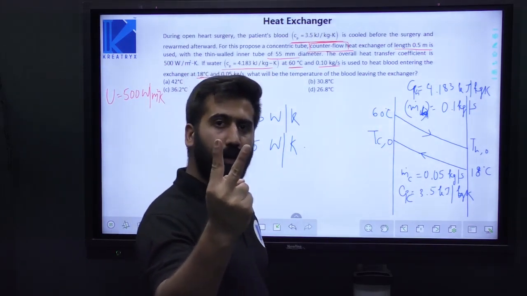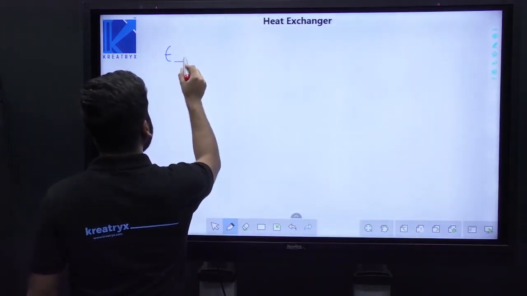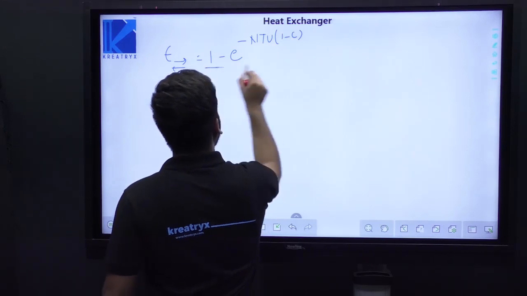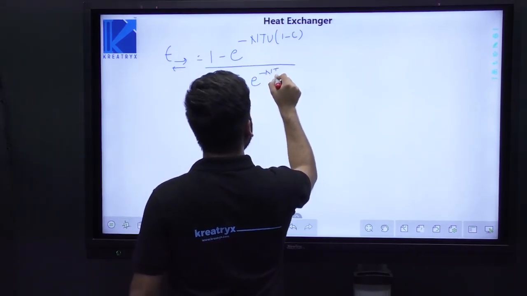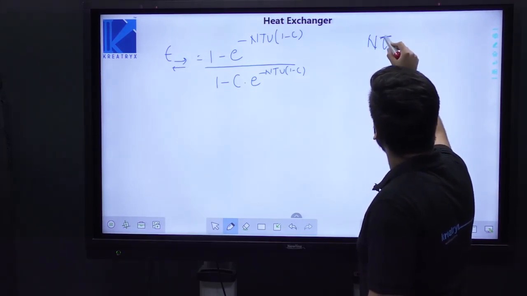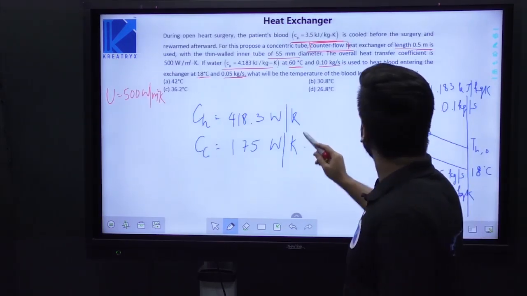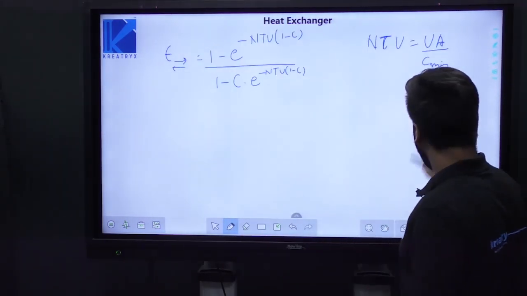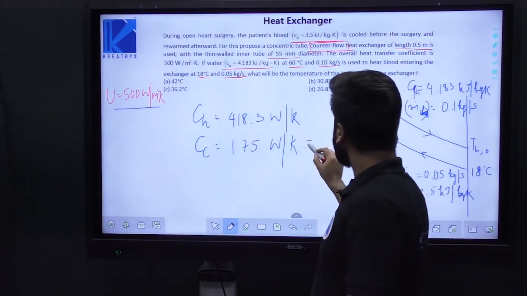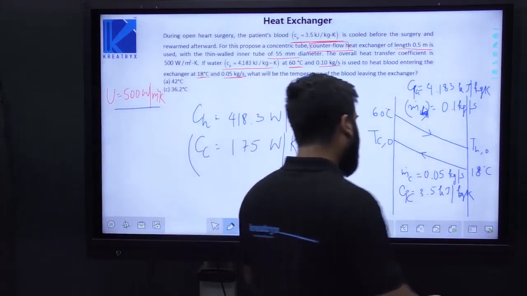Because we know two formulas of effectiveness. One is this one. For a counterflow heat exchanger, this will be equal to 1 minus e raised to power minus NTU (1 minus C), upon 1 minus C into e raised to power minus NTU (1 minus C). And I know every data. What is NTU? NTU is equal to UA by C minimum. Do I know U? Yes, the overall heat transfer coefficient I know. And area I can find out because I have been given L and D. So pi D L is the area, and C minimum is the heat capacity of the blood. So I can find out NTU directly.